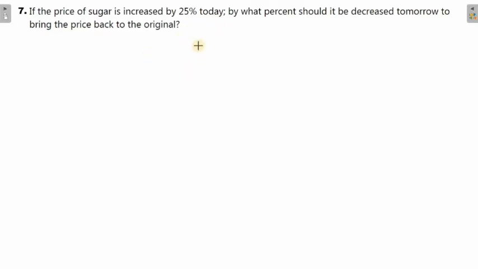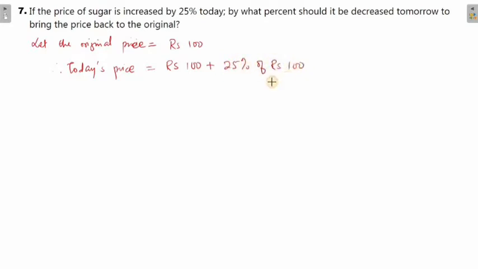So let me take the original price, that is yesterday's price. Let the original price be equal to rupees 100. So let's say this is your original price of the sugar. Therefore, what will be today's price? It is increased by 25%, right? So first, rupees 100 is already there, and you are increasing by 25% of rupees 100. When you calculate this, it will be nothing but rupees 125. So you have rupees 125 as today's price.